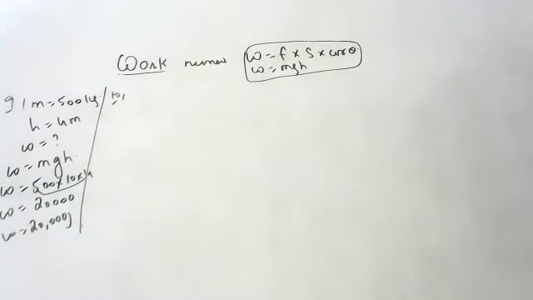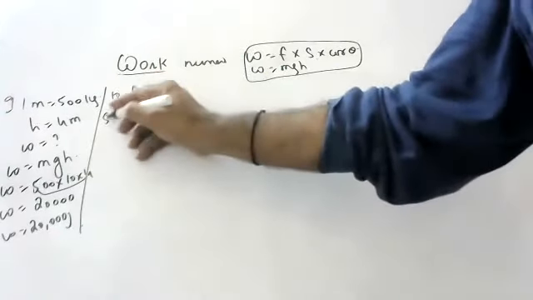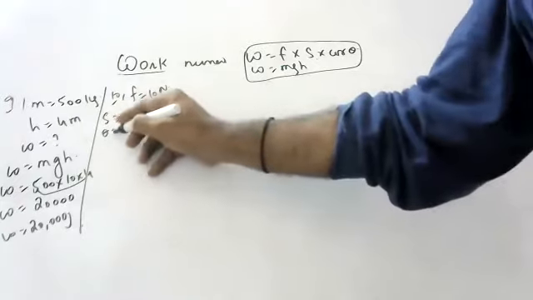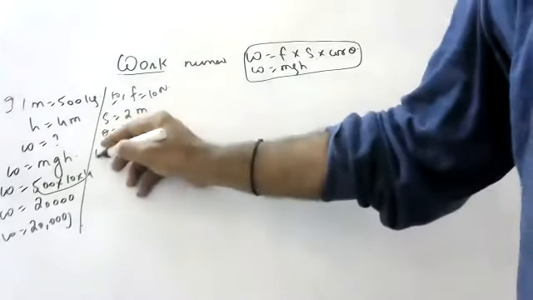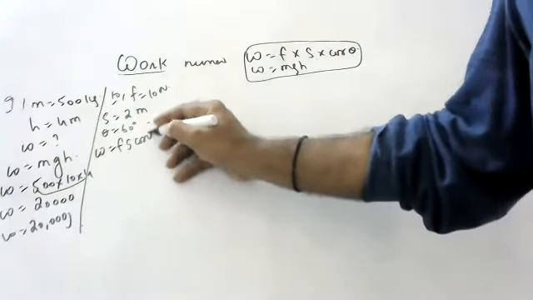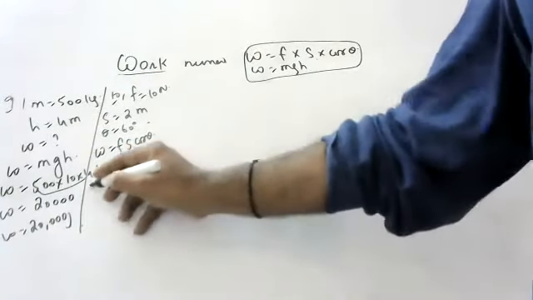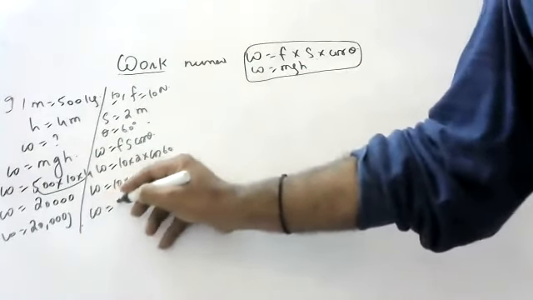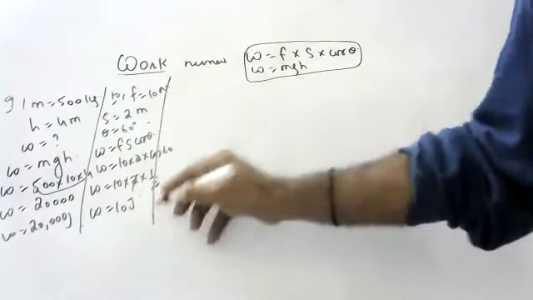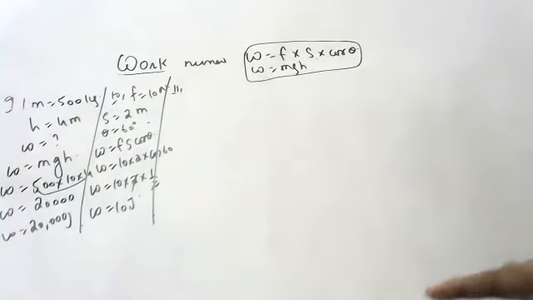Next, Hansika, are you there? A force of 10 Newton displaces a body by 2 meters at an angle of 60 degrees. What is the work done? Work is equal to F into S into cos theta, which is 10 into 2 into cos 60, that is 10 into 2 into 1 by 2. So work is 10 joules. Cos 60 is 1 by 2, children. This all you will study in 10th class, don't worry. If they give it, they will give the cos theta value in the exam.